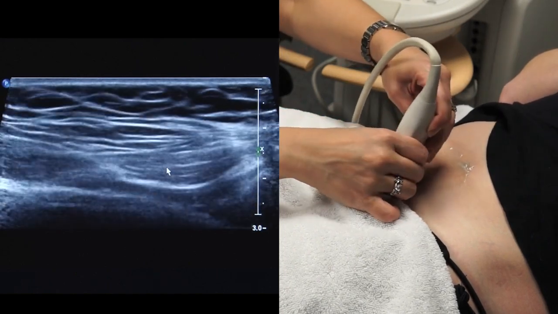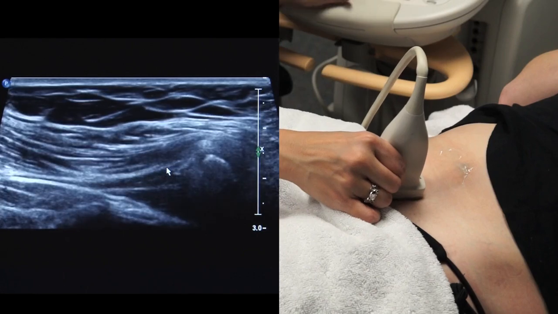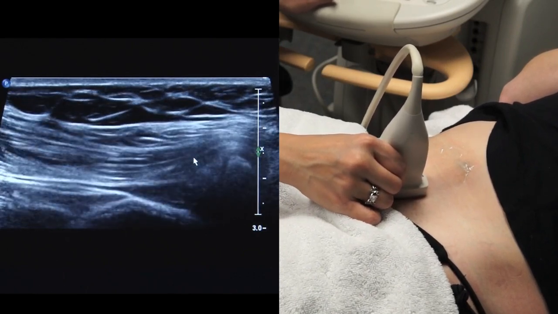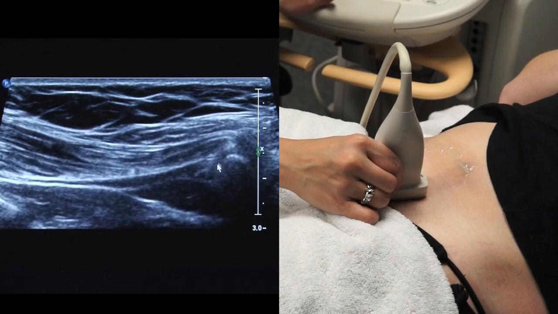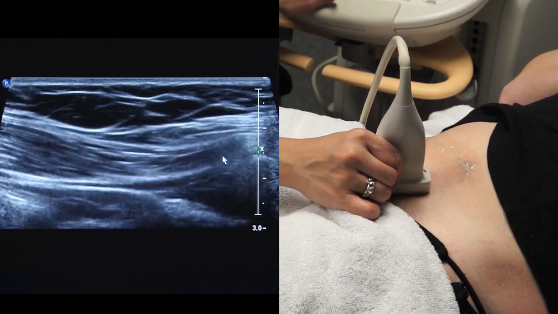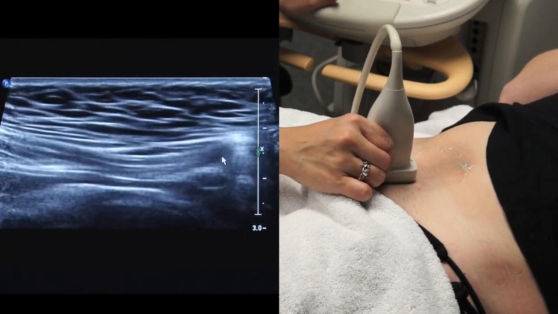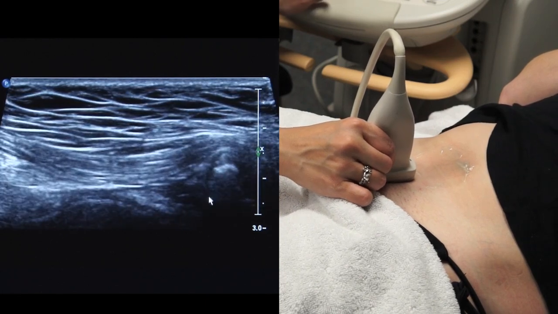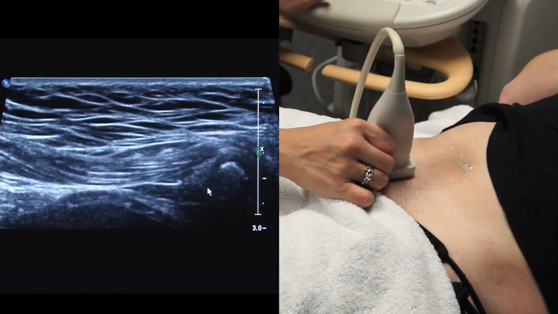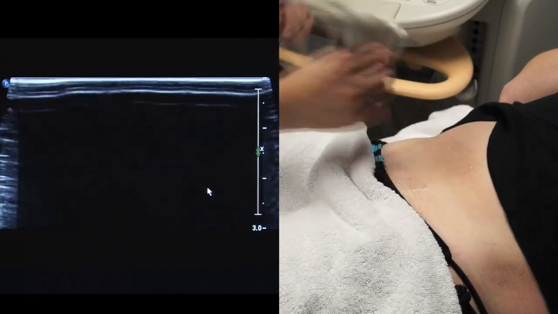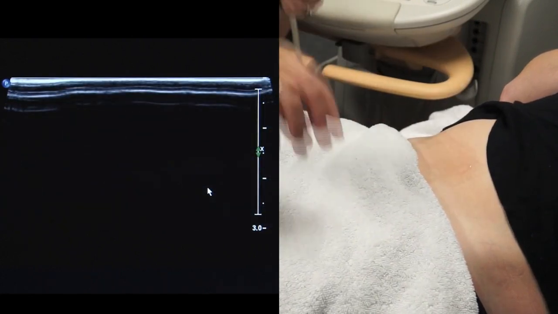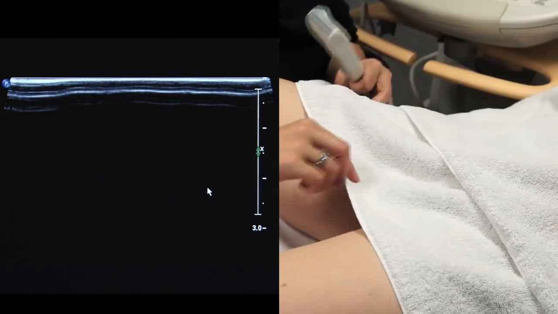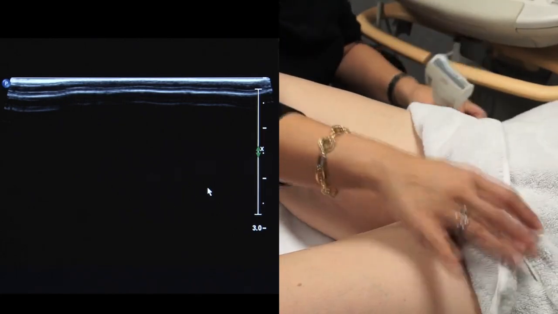Now turning in long axis, you can follow the muscle fibers and see the insertion onto the superior pubis. And you can, in a similar fashion, evaluate the other rectus insertion onto the superior pubis. Another part of the medial hip scan is to look at the medial thigh muscles.